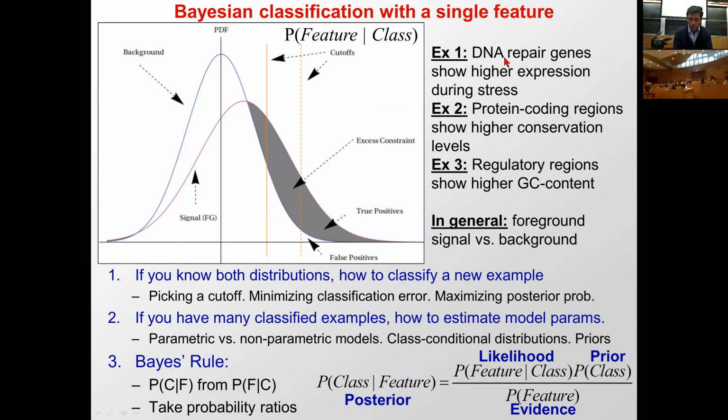So for example, you could ask what are DNA repair genes, based on their higher expression during stress. Or you could say that protein coding regions have higher conservation levels, or regulatory regions have higher GC content. In general, you have some kind of foreground in red, some kind of background in blue, and you're trying to decide whether something is red or blue. If you have many classified examples already, you can estimate these model parameters, and you can use parametric or non-parametric models, class-conditional distributions, and priors. So if you have many more red points, or if the cost of making a misclassification is different, you can include priors and penalty functions.